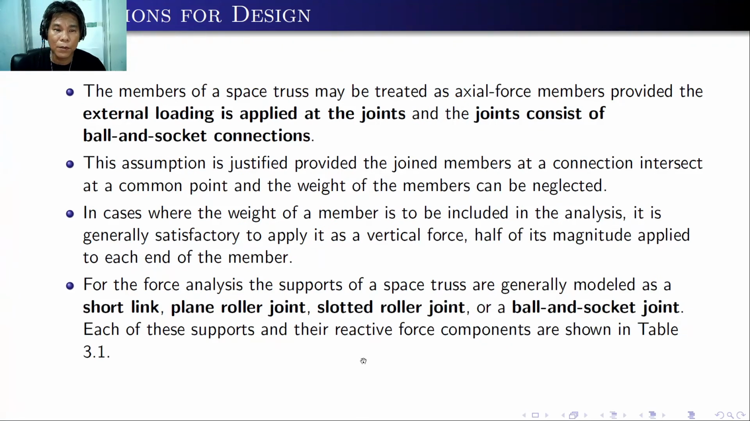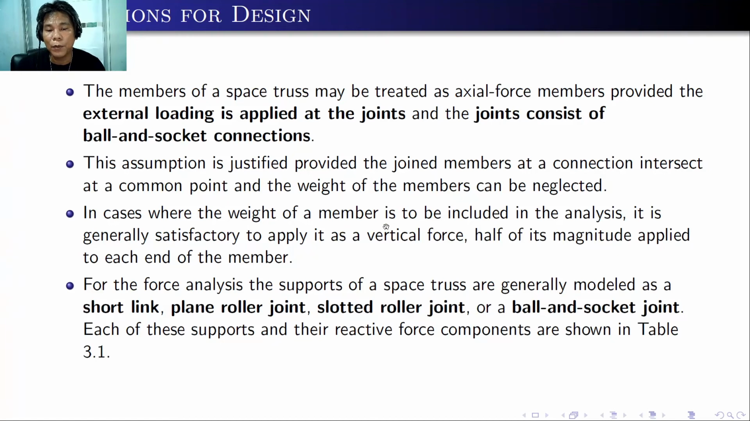Here are the assumptions for design. The members of a space truss may be treated as axial force members, provided the external loading is applied at the joints, and the joints consist of ball and socket connections. This assumption is justified provided the joint members at the connection intersect at a common point and the weight of the members can be neglected.